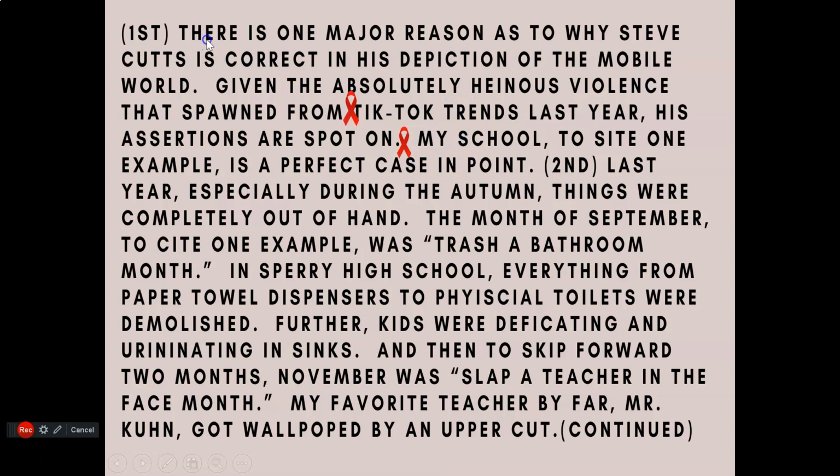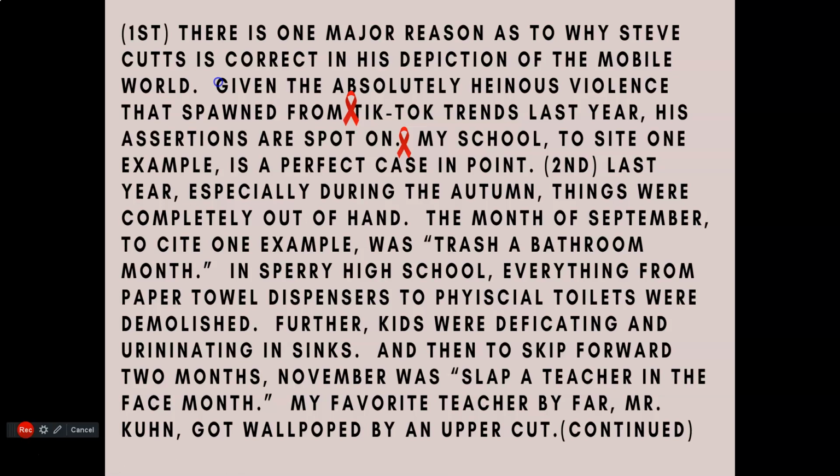So look how this goes here. The first sentence, and this is really rudimentary, and I'm doing this for just on-level juniors, I've got a lot of struggling and emerging writers in there. So they're going to refocus the thesis statement and then get into their why reason within these 3 sentences. Look at the ribbons that I tie around the trunk. There's one major reason as to why Steve Cutts is correct in his depiction of the mobile world. Given the absolutely heinous violence that spawned from TikTok trends last year, his assertions are spot on.